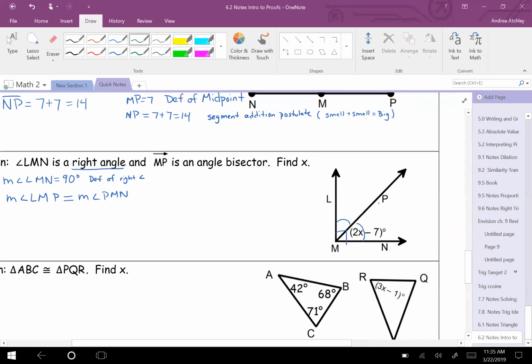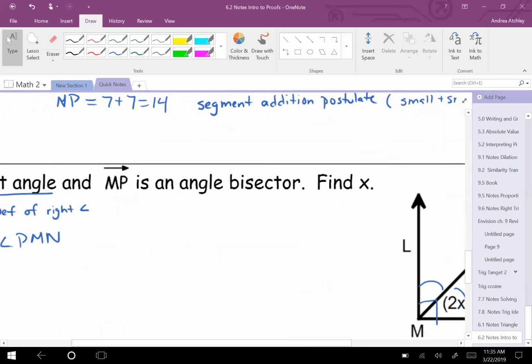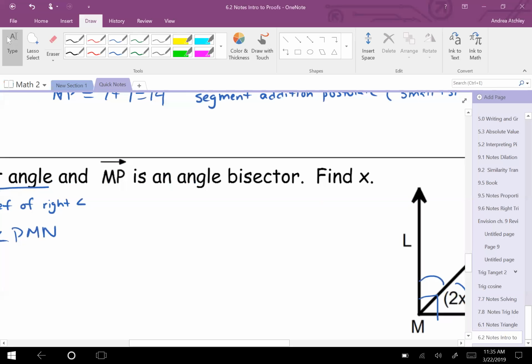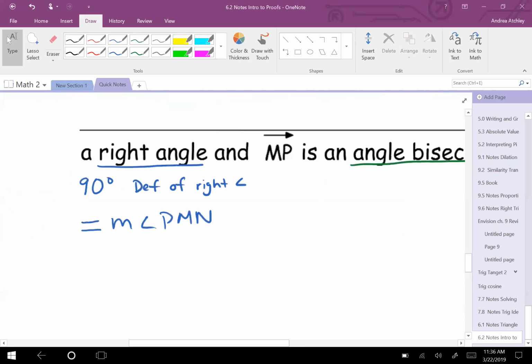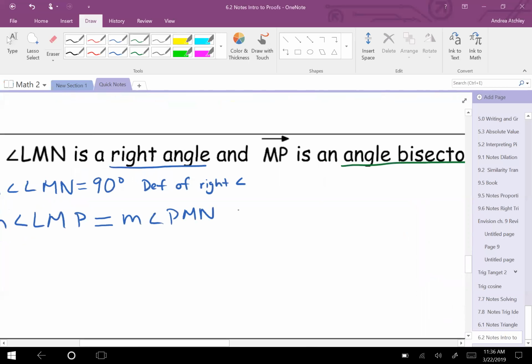Okay, and what's the reason behind that? Definition, right? Definition of angle bisector, once again. I gave you words, we're going to use the definition of it. See, I don't need to write it all out. Definition of angle bisector. Okay, we see how this works?